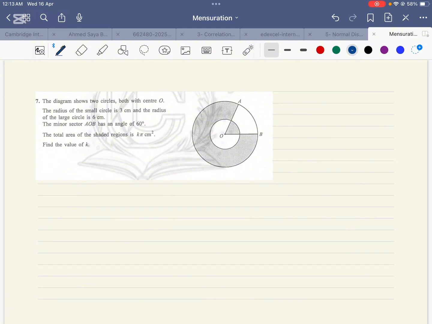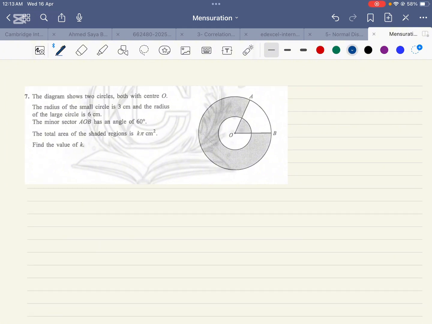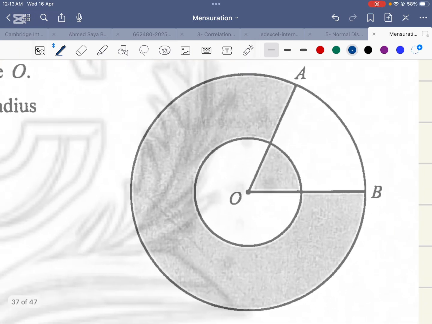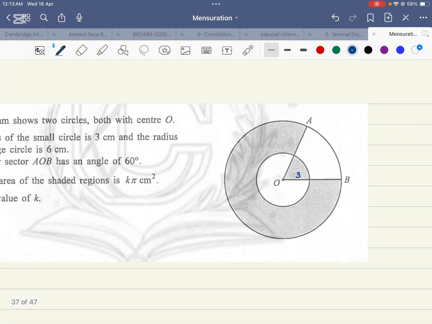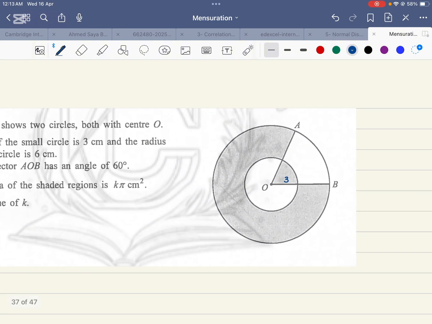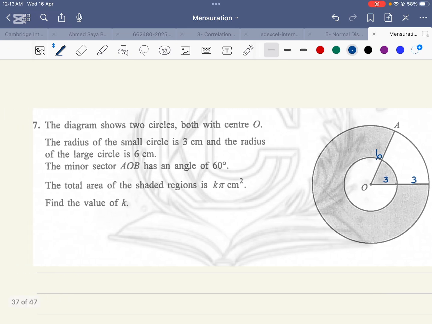Moving on to another question. The diagram shows two circles with the same center O. Radius of the small circle is 3 and radius of the large circle is 6. So basically this is 3 and 3 and this entire radius is 6.